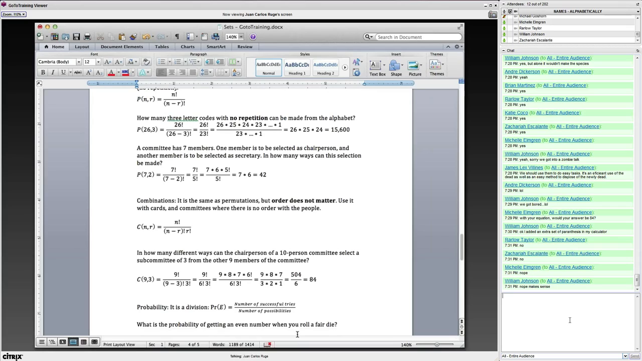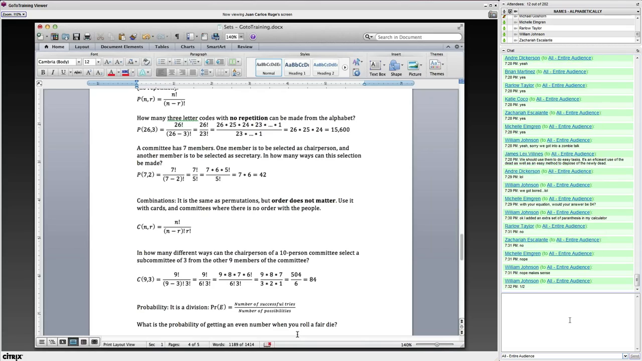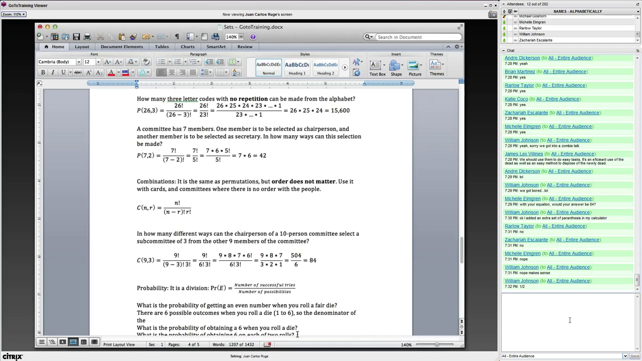So, for example, the easy one. What is the probability of getting an even number when you roll a fair die? Yes, it is going to be 1/2, but I'm going to be more specific and explain. So, there are 6 possible outcomes when you roll a die. 1 to 6. So the denominator of the probability is 6.